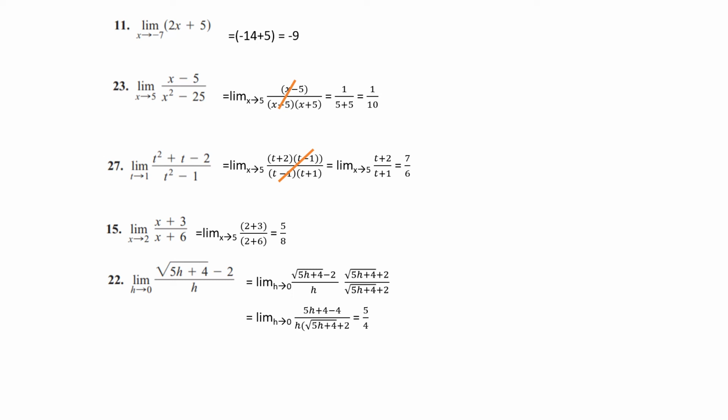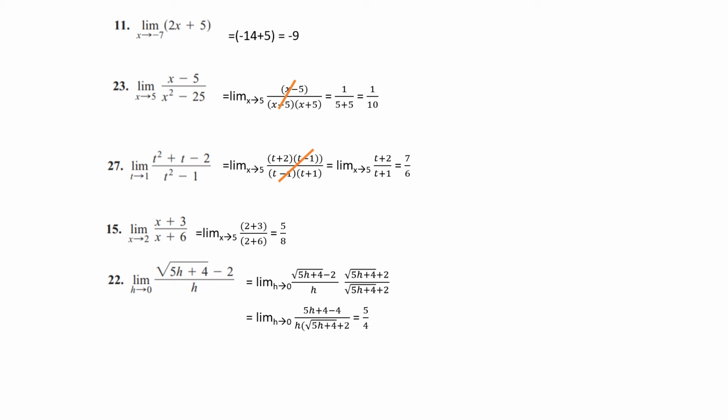Okay, we multiply this by the square root of 5h plus 4, we get rid of this, and then we have to square those pieces, right? So if we get rid of this, we're going to get 5h plus 4 minus 4. That's going to give us 5h, 5h divided by h multiplied by the square root of 5h plus 4 plus 2. We have to take the limit, right?